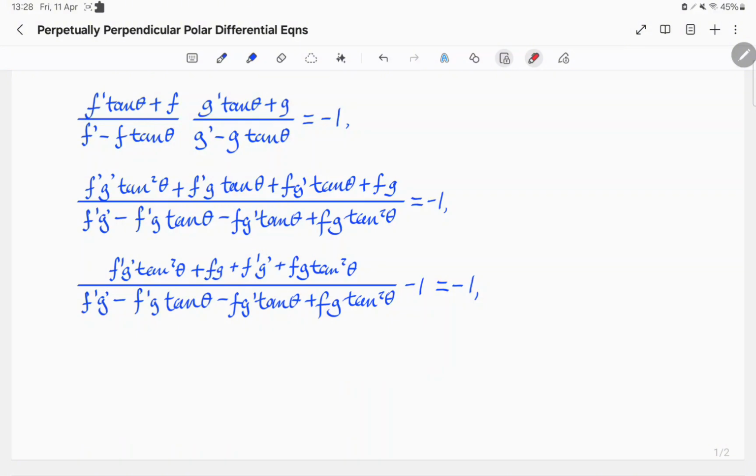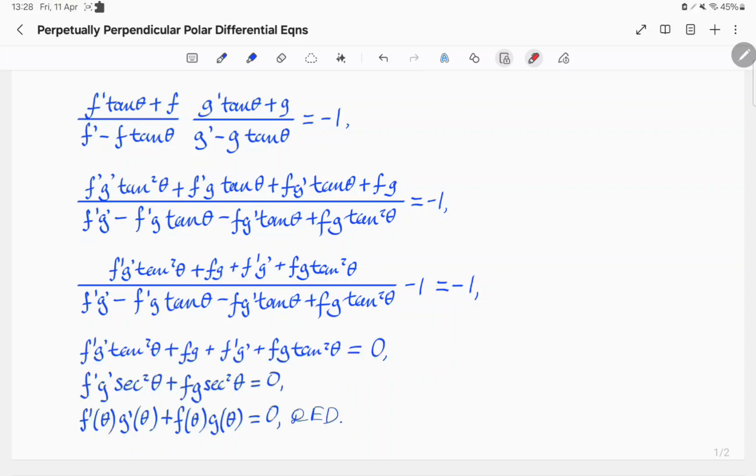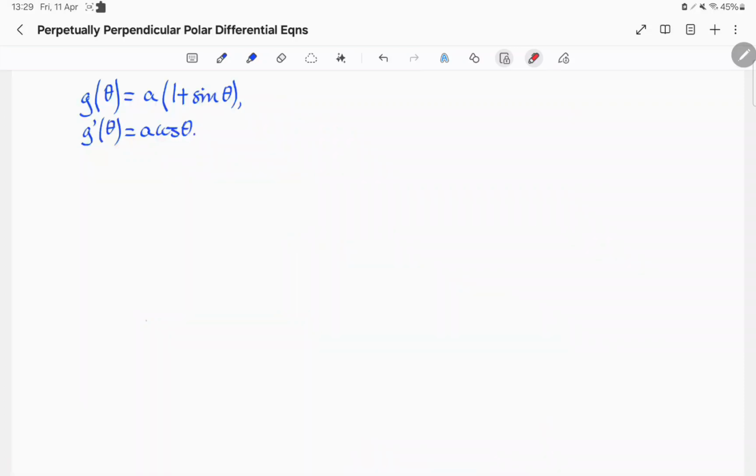and therefore, because denominators cannot be 0, we have that the numerator must be equal to 0. The numerator simplifies down to f prime g prime secant squared theta plus fg secant squared theta, which is equal to 0, and dividing through by secant squared, which is never 0, we have f prime g prime plus fg is equal to 0, as required. Now we can move on to the last part of the question.